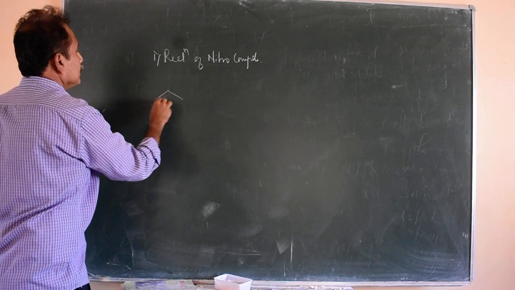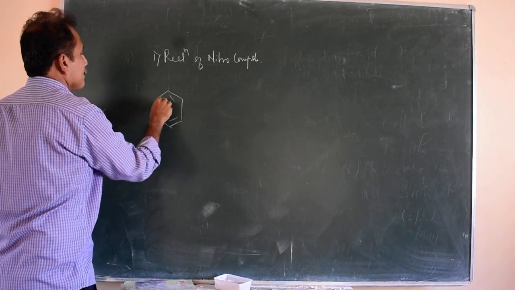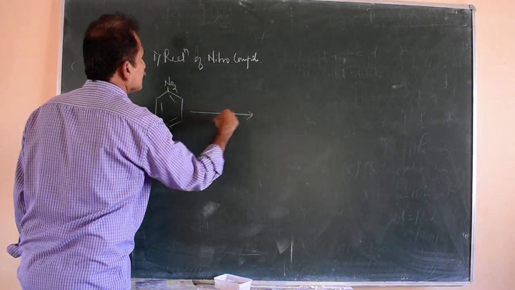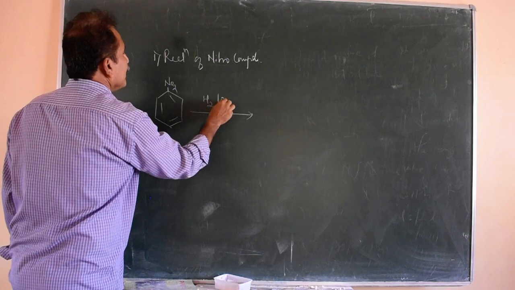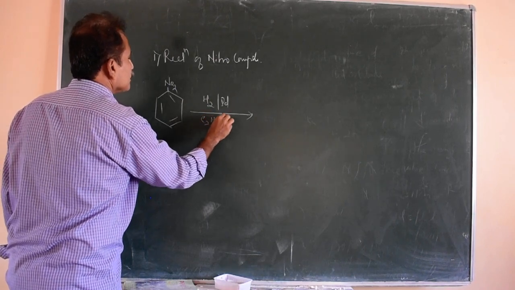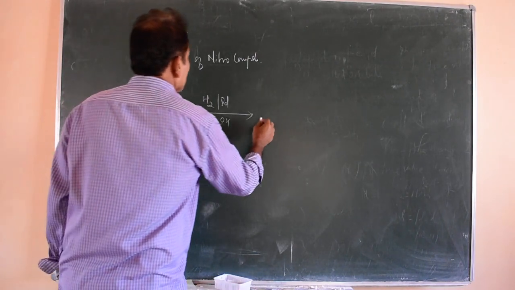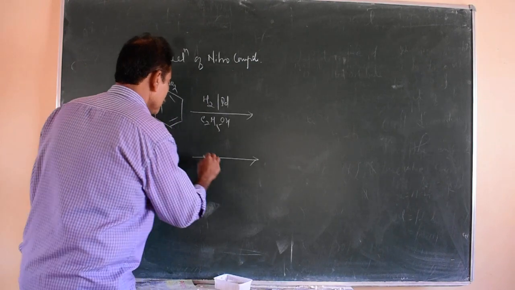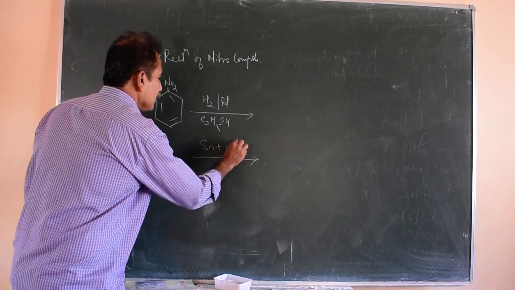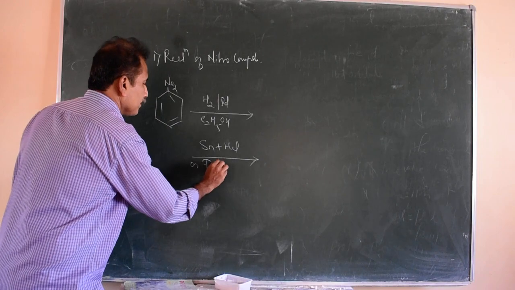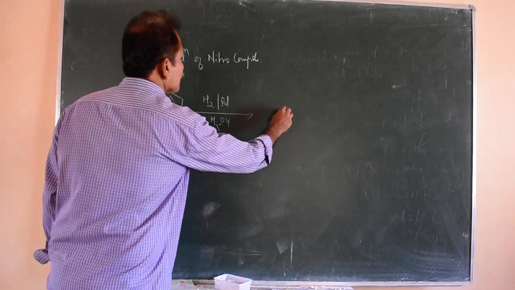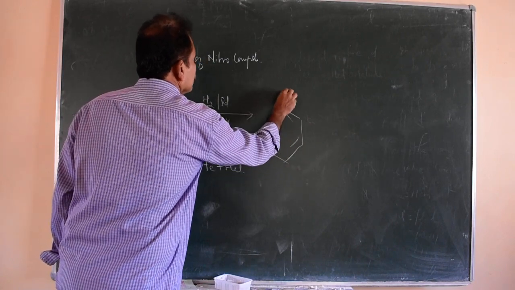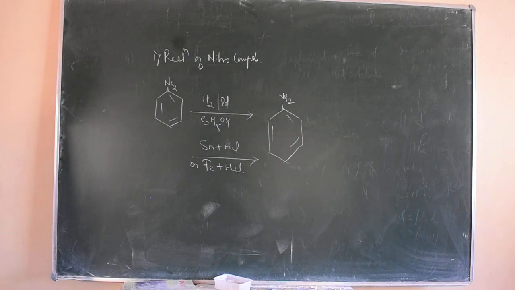Right, so NO2 nitro plus you can use H2, Pd in C2H5OH, or you can use scrap iron. You can also use Sn plus HCl or Fe plus HCl. So this gives you aniline or aminobenzene. This was the first one.